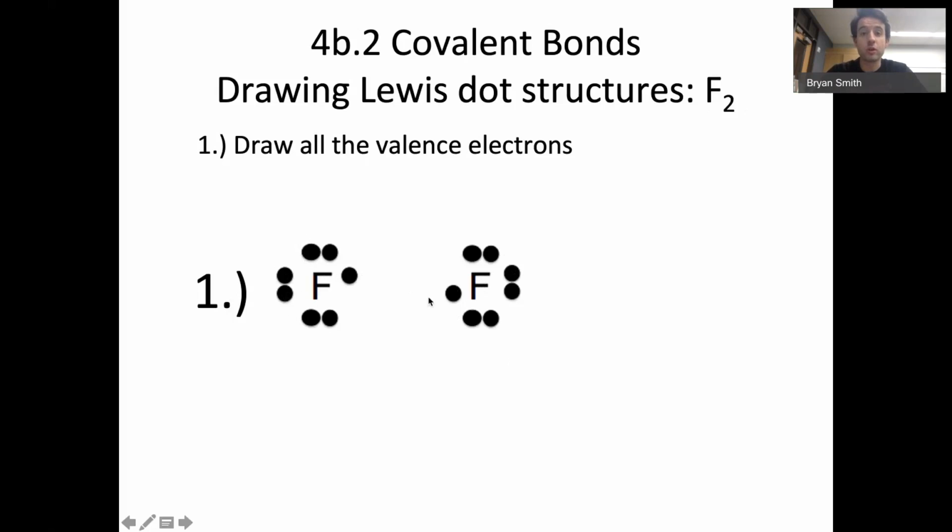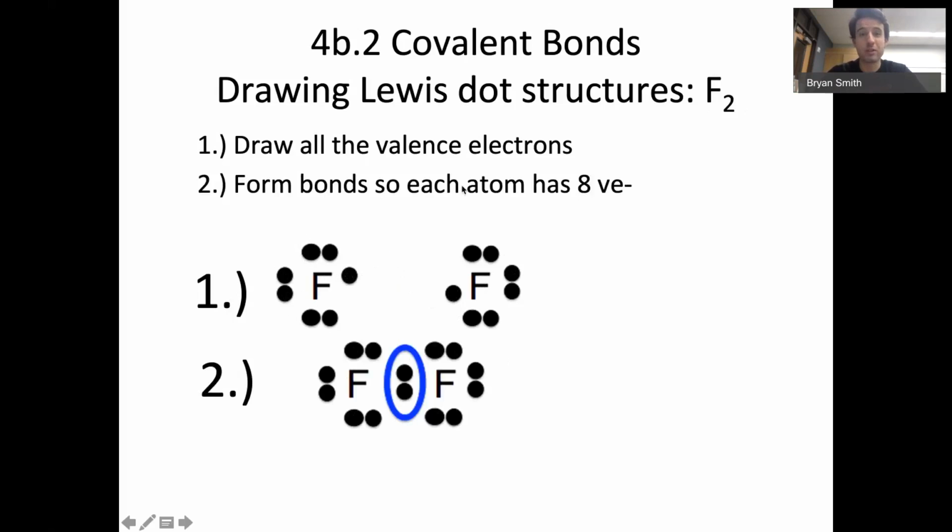And then I need to form a covalent bond. Now, remember, a covalent bond is all about sharing. So I'm going to want to kind of connect the dots here. That's the next step, or form a bond. By drawing a line between this F and this F, I can form a bond so each atom has 8 valence electrons.